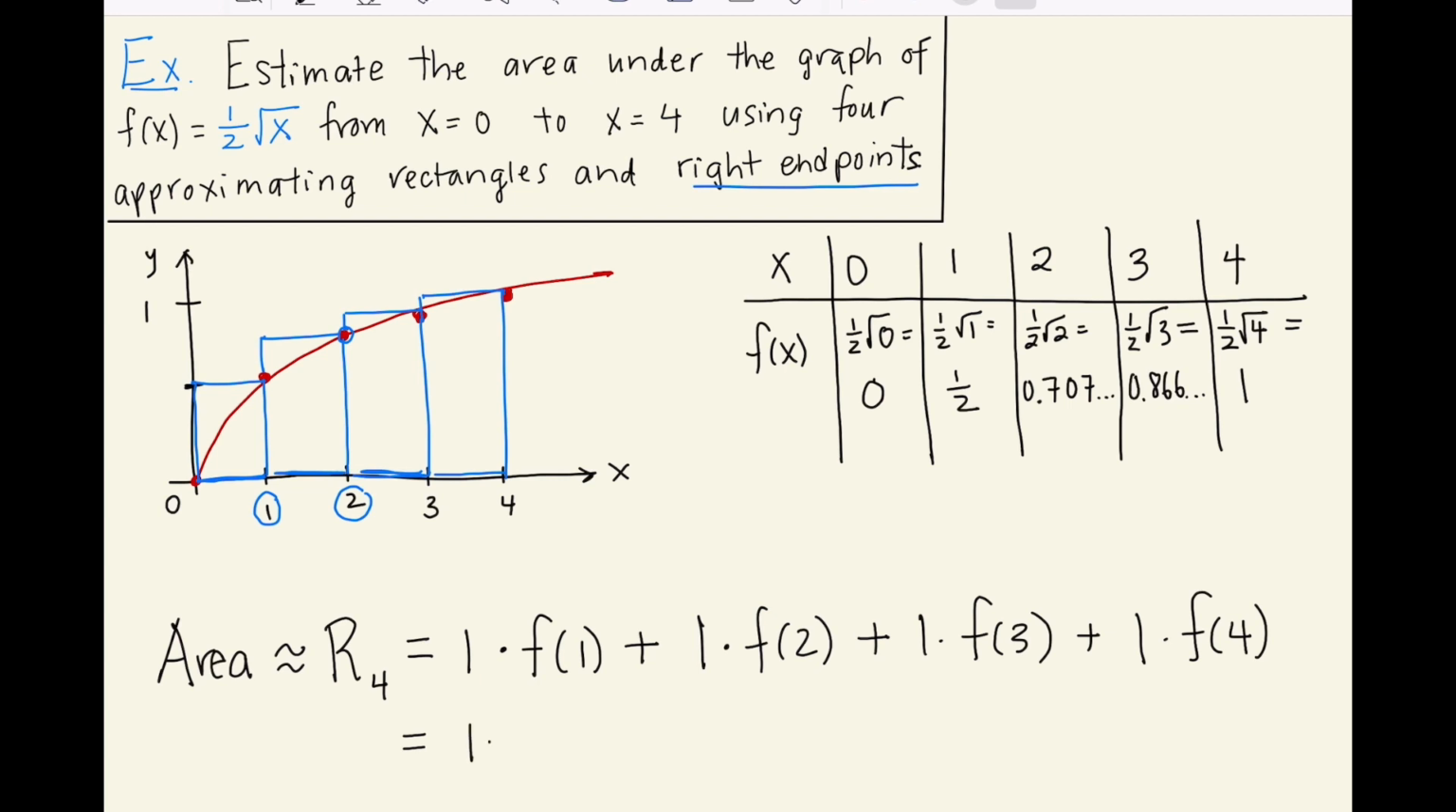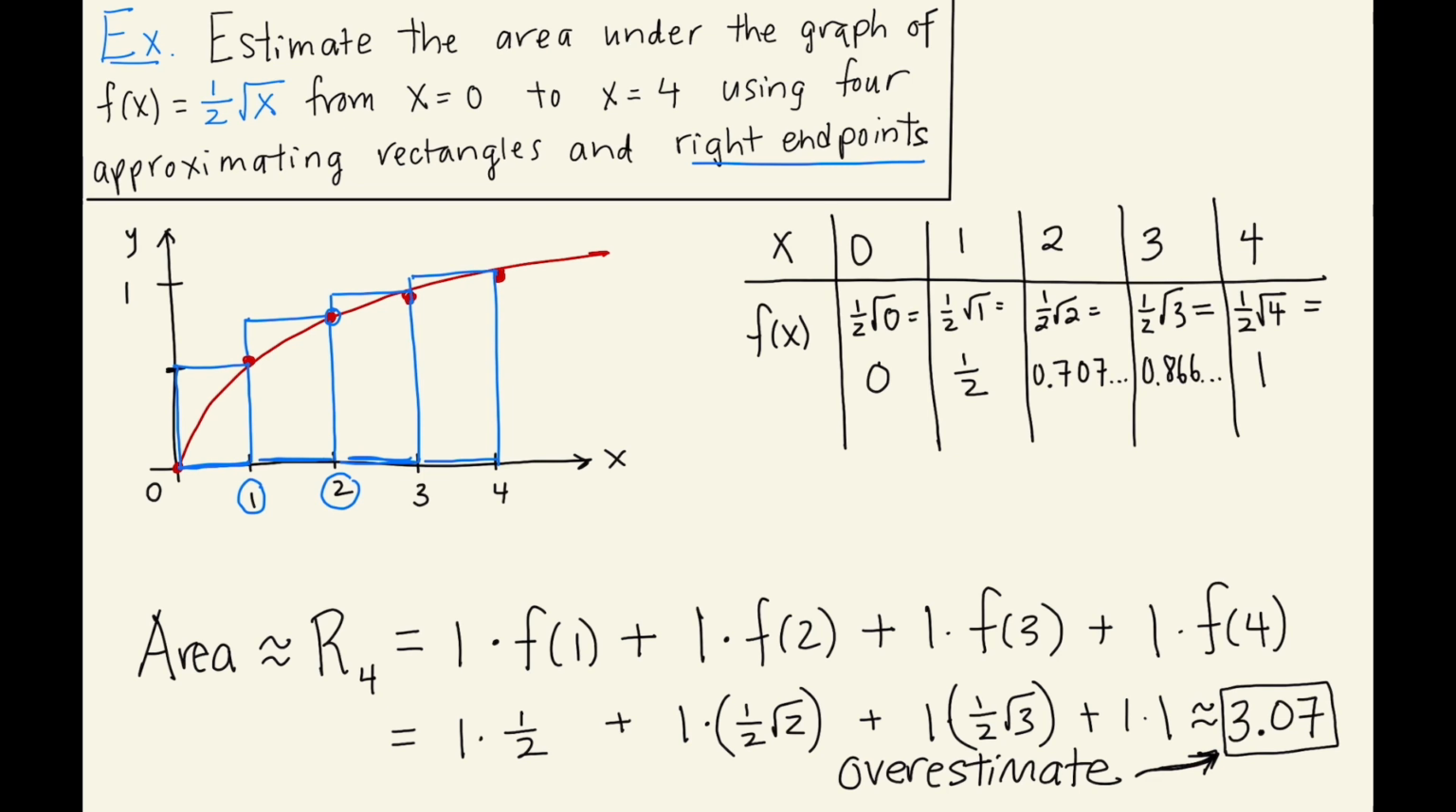I have 1 times 1/2 plus 1 times 1/2 root 2 plus 1 times 1/2 root 3 plus 1 times 1. And if I plug that into my calculator, I get approximately 3.07.